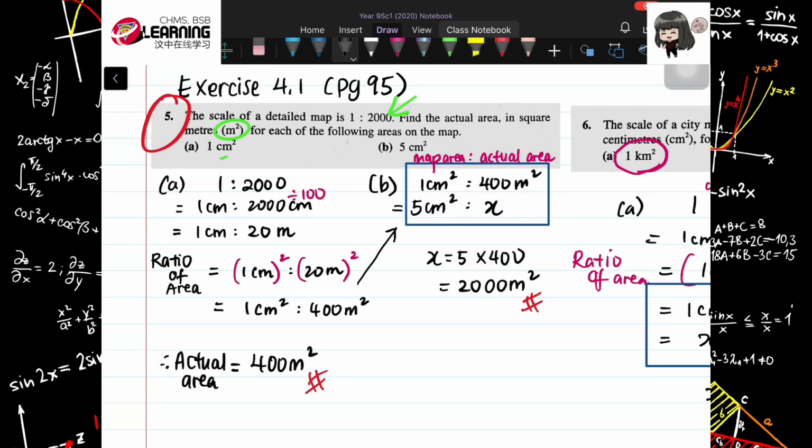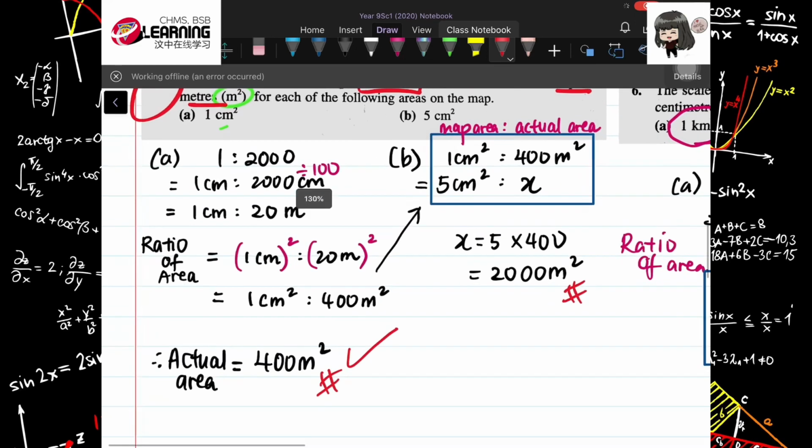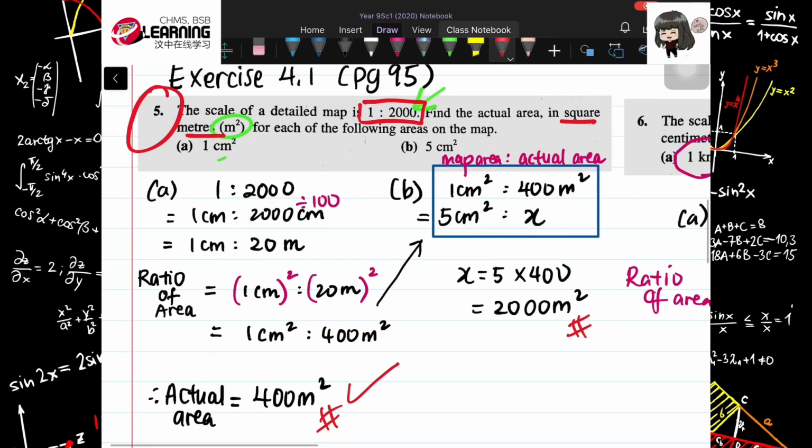5. The answer for A is 400 meters square. Remember, for the ratio 1 to 2000, if they did not write any unit, it's in centimeter. The first step is to change the 2000 centimeter to meter, because the question requires meter square. So before we find the ratio of the area, we need to find the actual area represented as actual length.